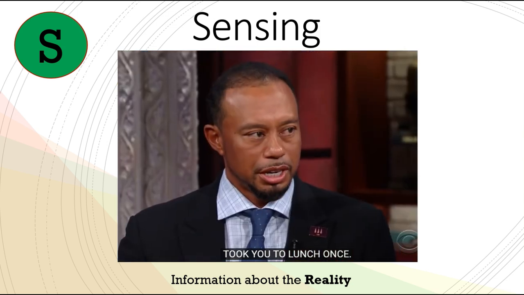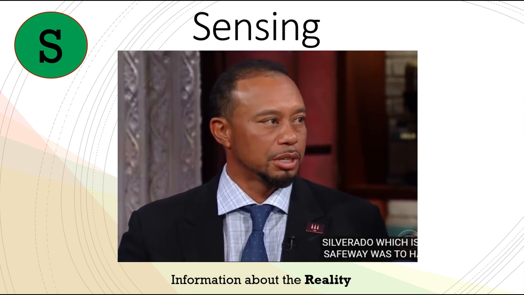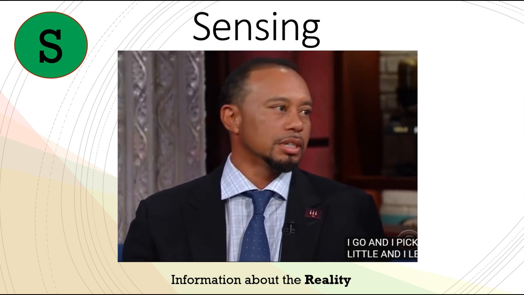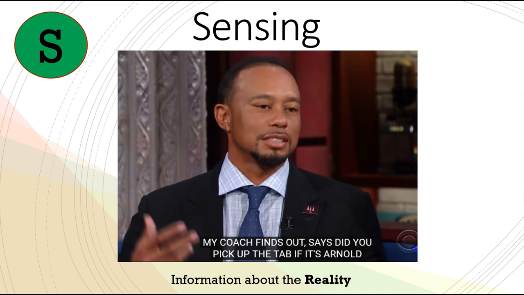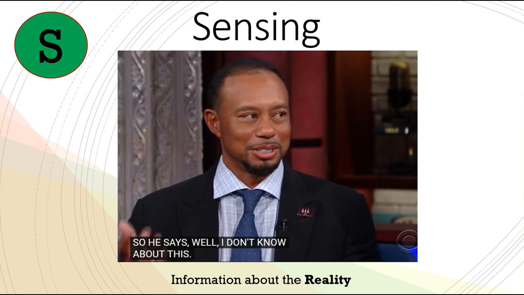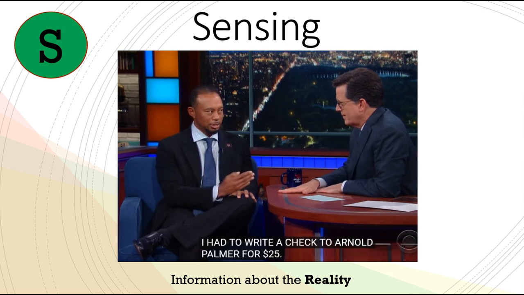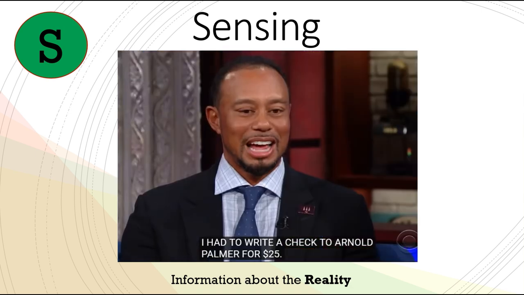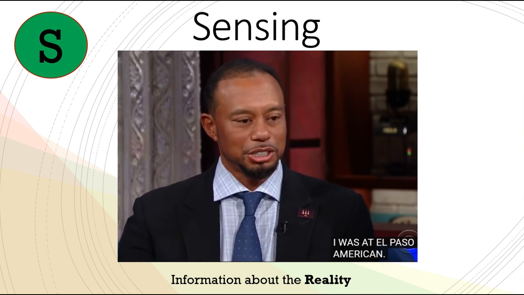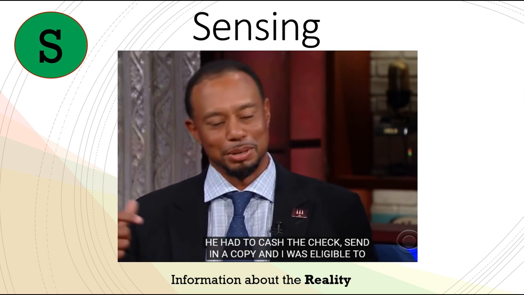Okay, so when I was at Stanford, he invited me to come over to Silverado, which is at where the Safeway was, and have dinner with him. So I go to dinner, and we have a great steak dinner, and I pick his brain a little bit, and I leave. My coach finds out, says, did you pick up the tab? It's Arnold Palmer. He says, well, I don't know about this. So he calls into the NCAA. They deem me ineligible. I had to write a check to Arnold Palmer for $25. I was at El Paso for the All-American, and until the check cleared, he had to cash the check, send a fax copy to the NCAA, and then I was eligible to go ahead and compete in the All-American.